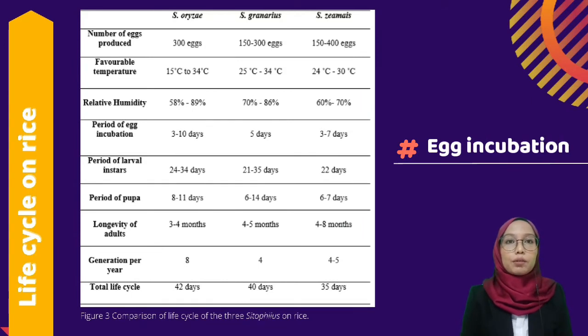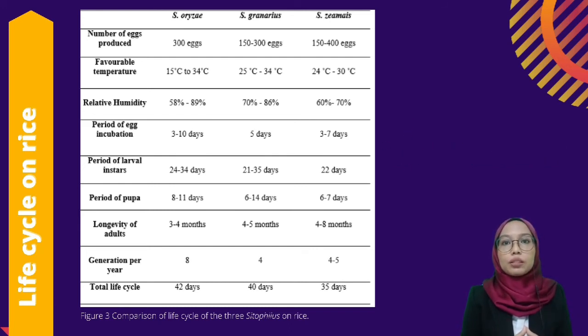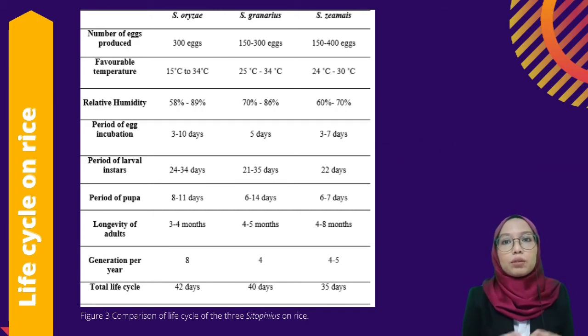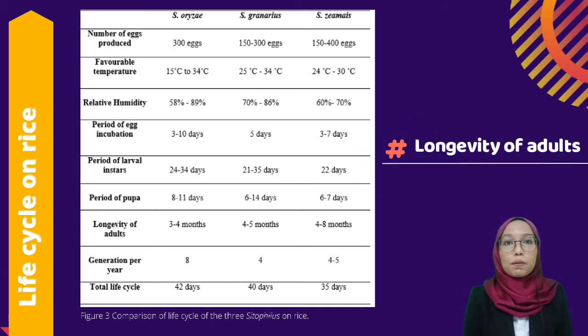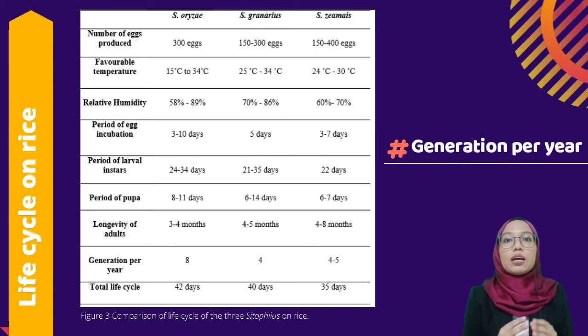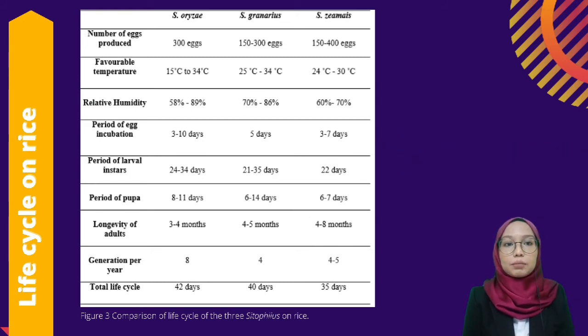For egg incubation, S. oryzae recorded the longest period, which is 3 to 10 days. For larval instars, S. granarius showed the longest period when thriving on rice, which is 21 to 35 days, while S. zeamais recorded 22 days. In terms of pupal period, S. zeamais showed the fastest development, which took 6 to 7 days compared to other Sitophilus. For the longevity of the adults on rice, S. oryzae recorded 3 to 4 months, which is the shortest lifespan, however able to produce up to 8 generations per year. The average total life cycle of the 3 Sitophilus on rice is 39 days.